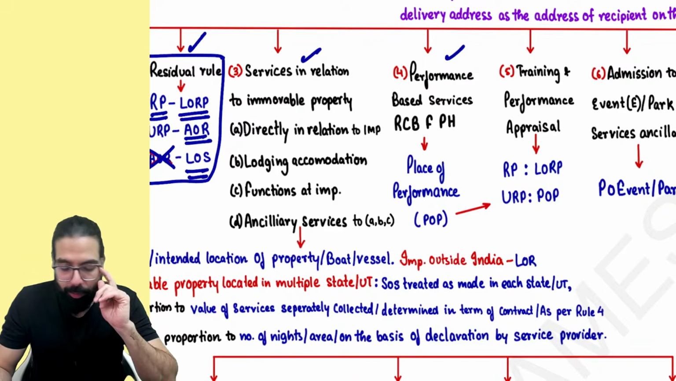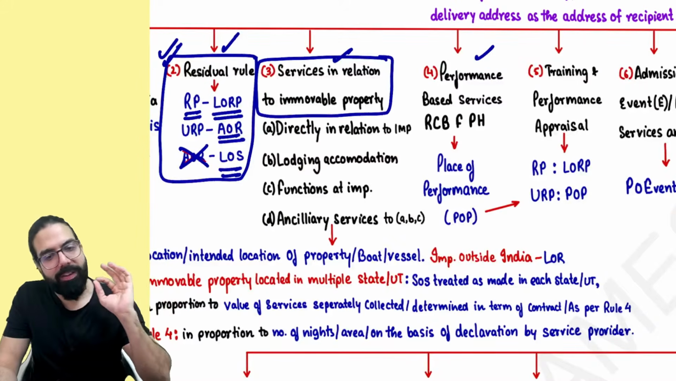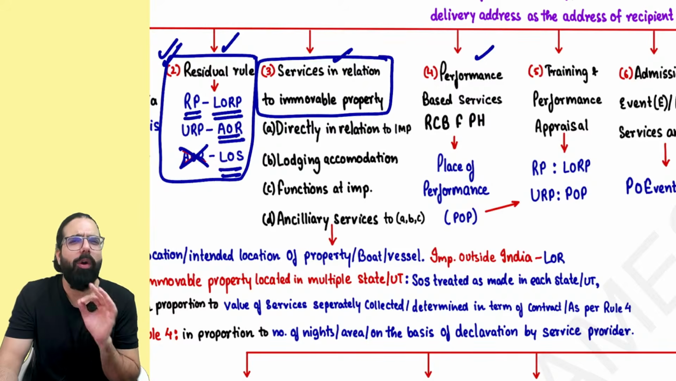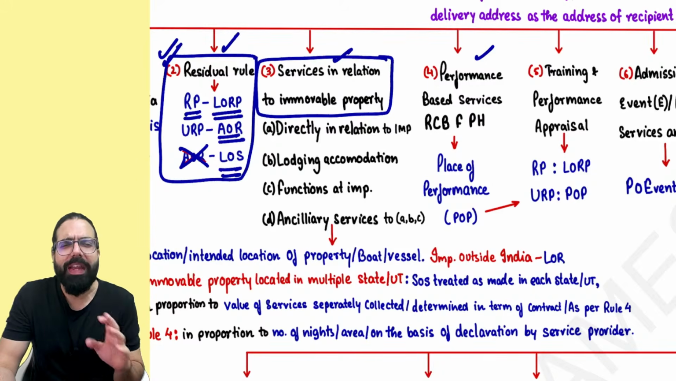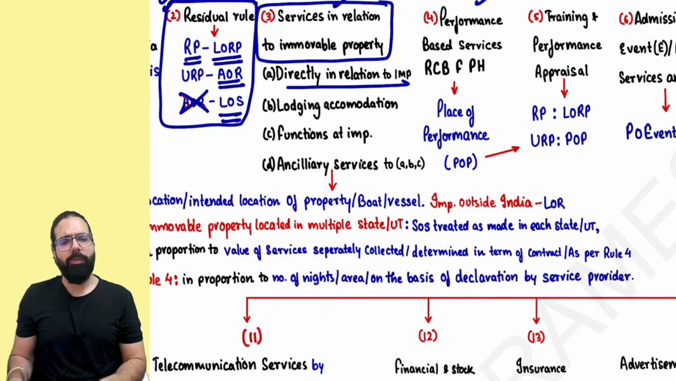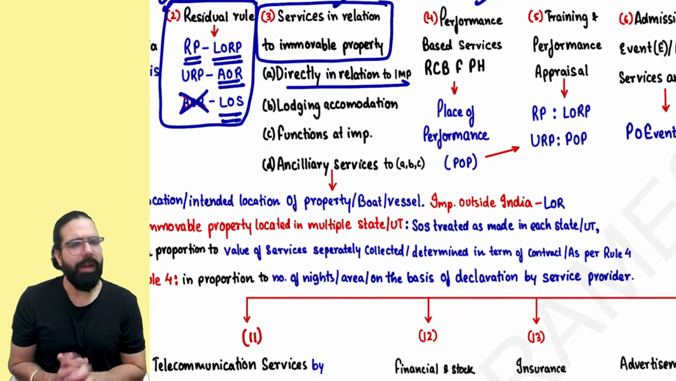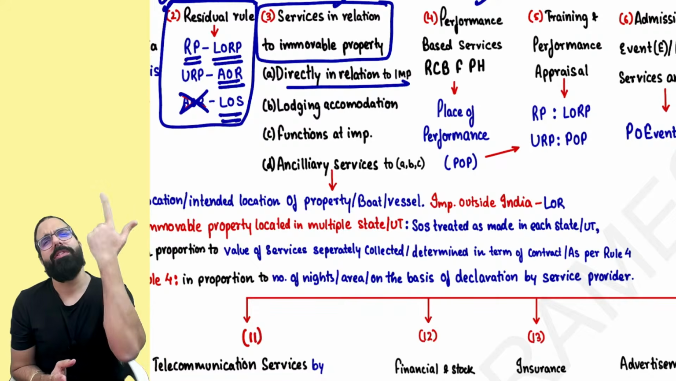The next one, everyone, is services in relation to immovable property. Always remember one thing. If you are giving any services for an immovable property, you are giving services directly in relation to immovable property. For example, I was called to do the interior designing of a building and the building is in Delhi. The place of supply is Delhi.